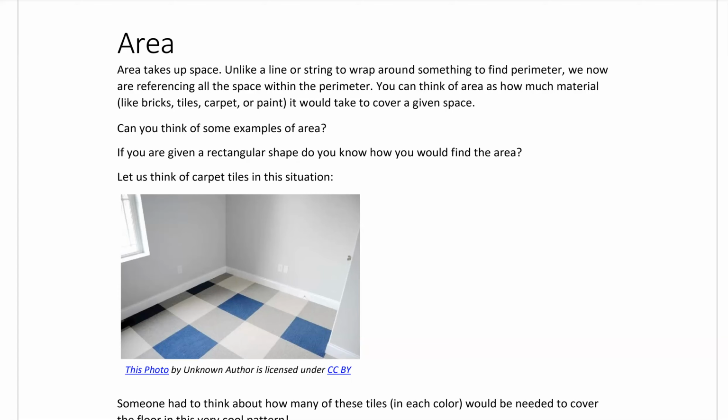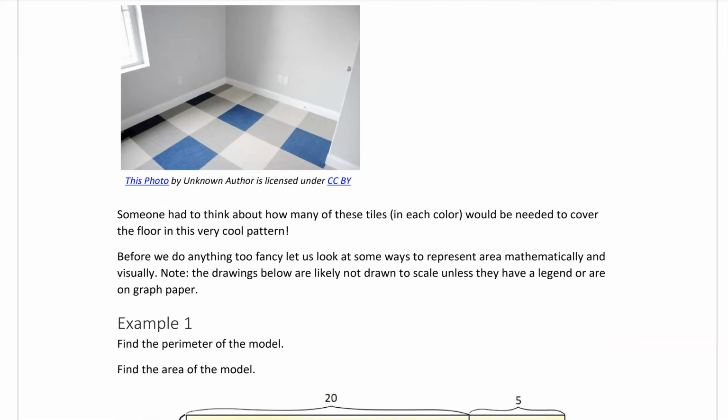In the meantime, let us think of carpet tiles in this situation. So we have a photo here. It's a room that's carpeted, but it has square tiles of carpet. So someone had to think about how many of these tiles in each color would be needed to cover the floor in this very cool pattern. Before we do anything too fancy, let us look at some ways to represent area mathematically and visually. Note, the drawings below are likely not drawn to scale unless they have a legend or are on graph paper.